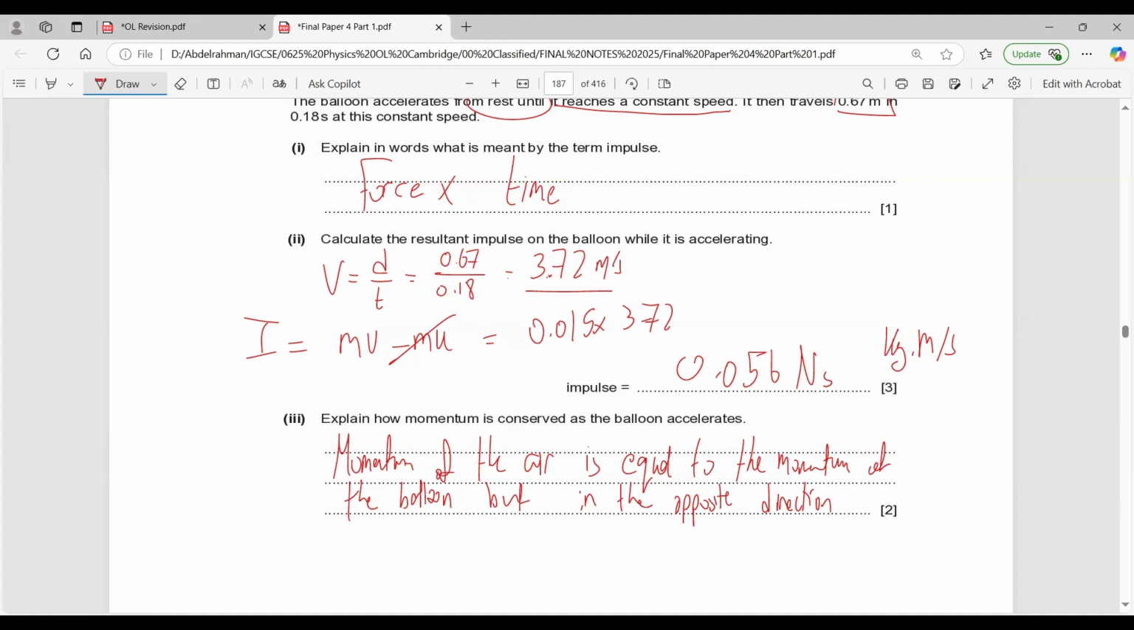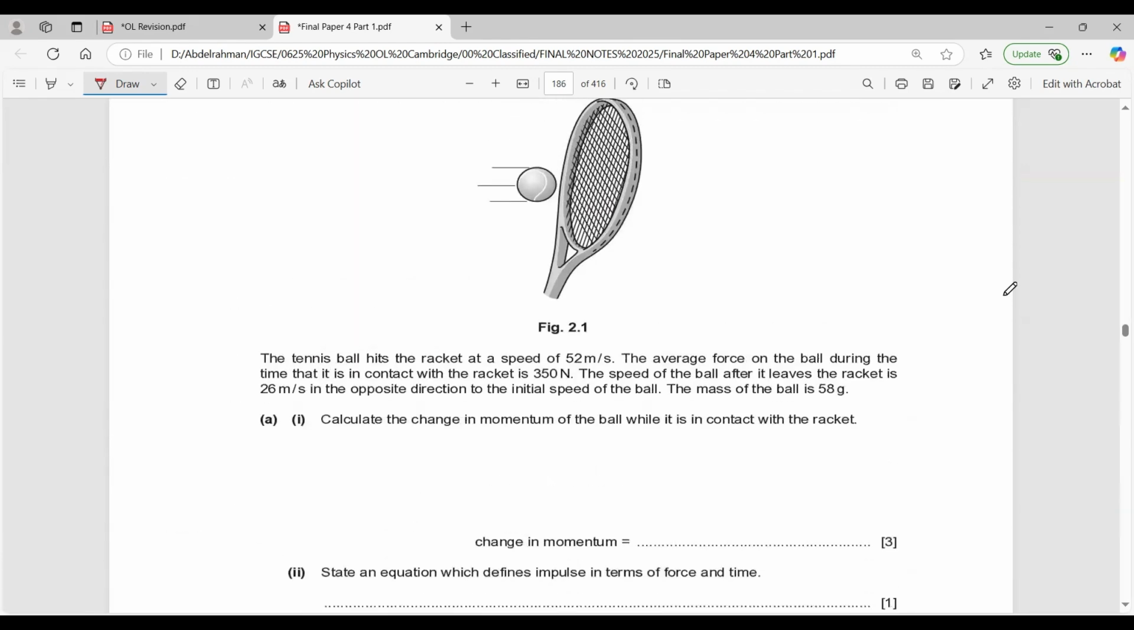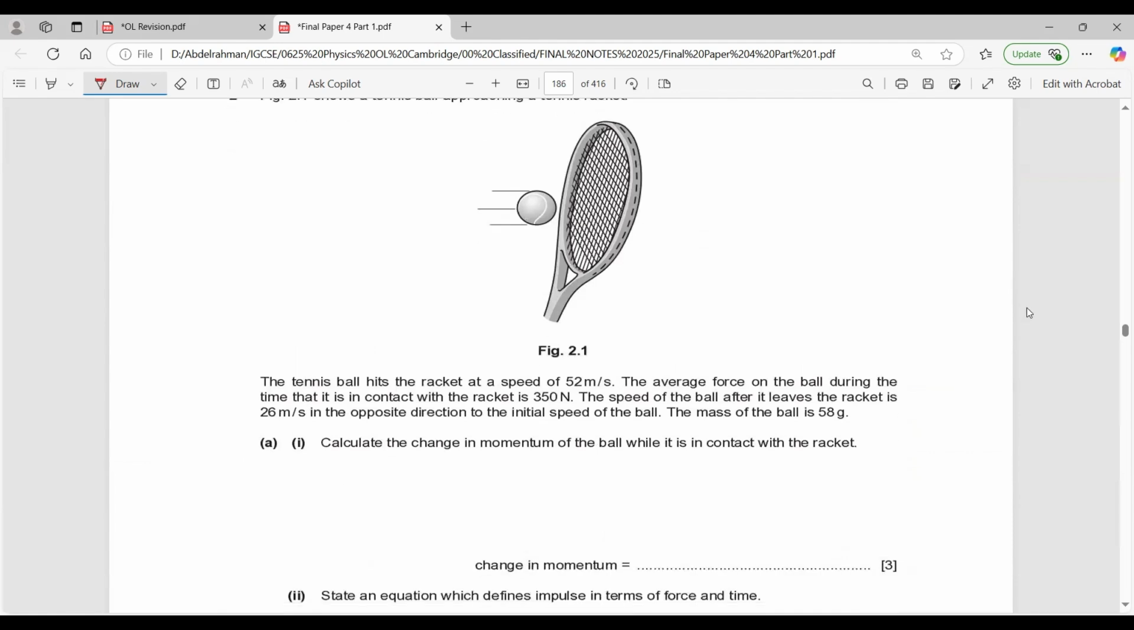Okay. حلو جدا. يلا. This is a nice question. I guess we solved it together before بس يعني let's solve it again بسرعة كده.